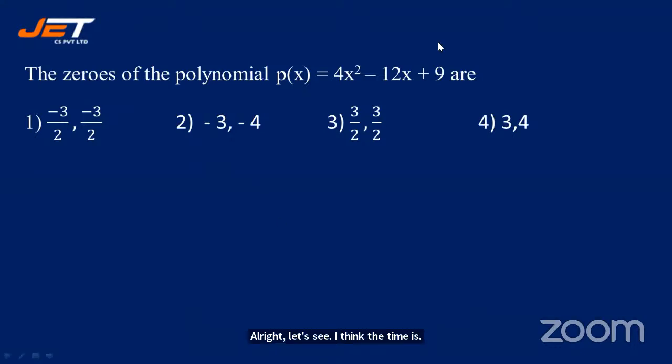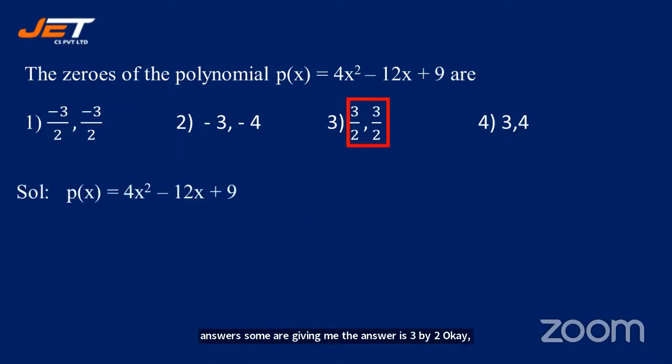Let me see how many are giving me the right answer. Yes. Riya Naik, you're right. Option 3. Mani Teja, you're right. Gayatri, you're right. Perfect. Navneet, you're right. Sai Vardhan, Rahul, Geeta. Oh, excellent. All of you are giving me the right answer. Some are giving me the answer as 3 by 2, comma 3 by 2. Okay, if you just mention option 3, it is enough.